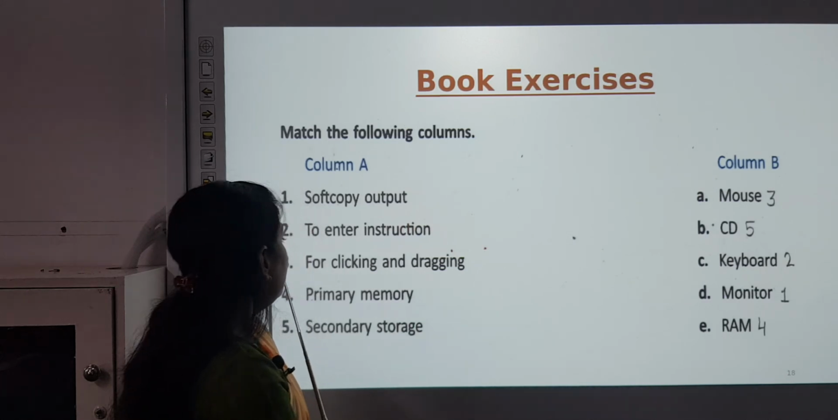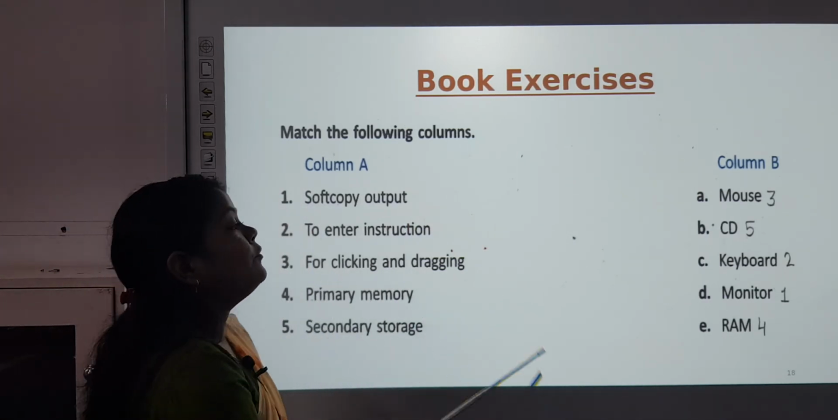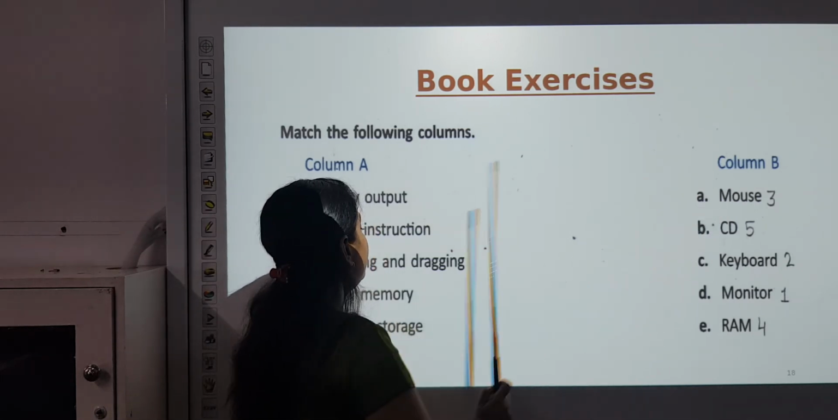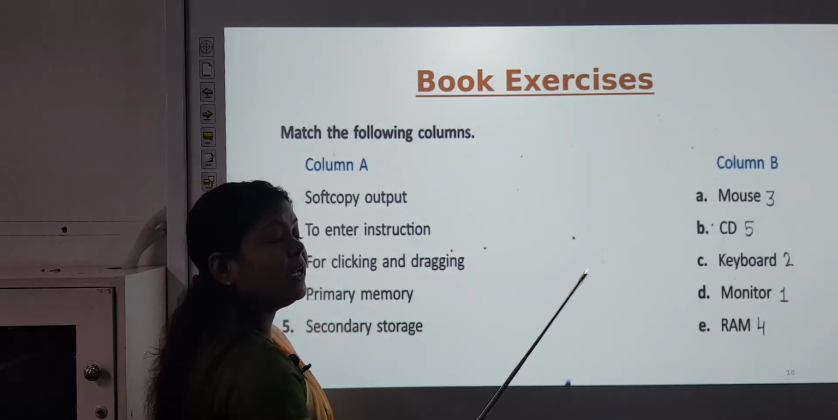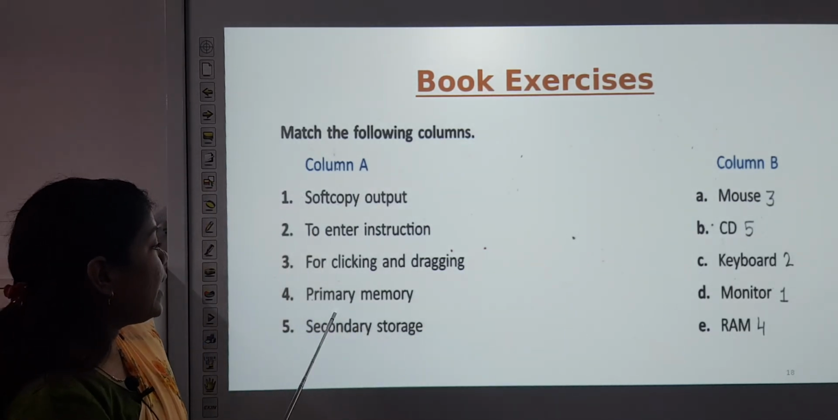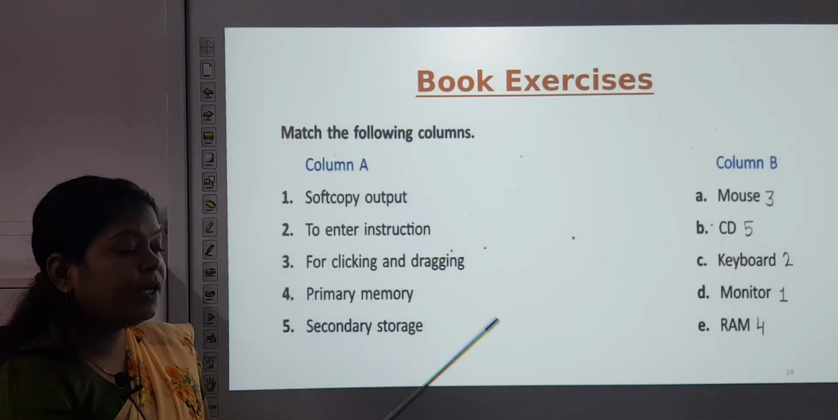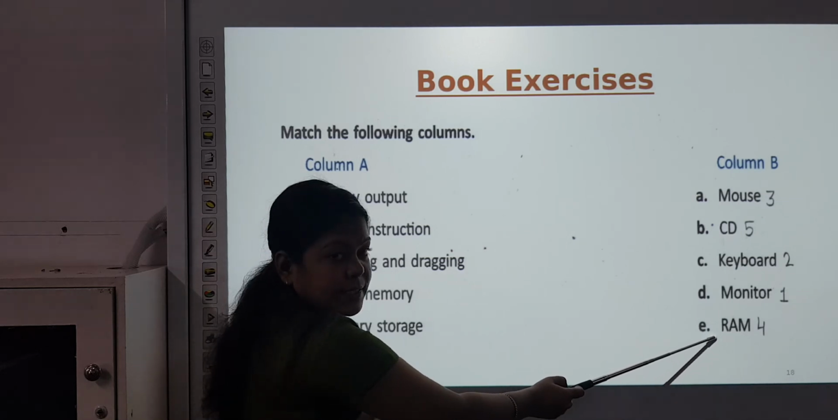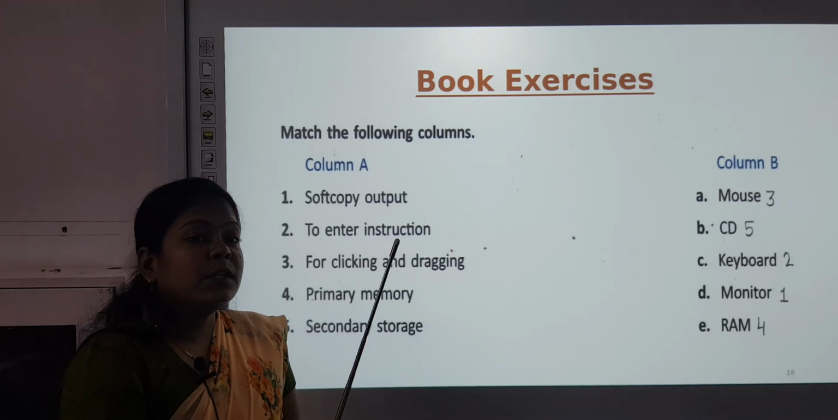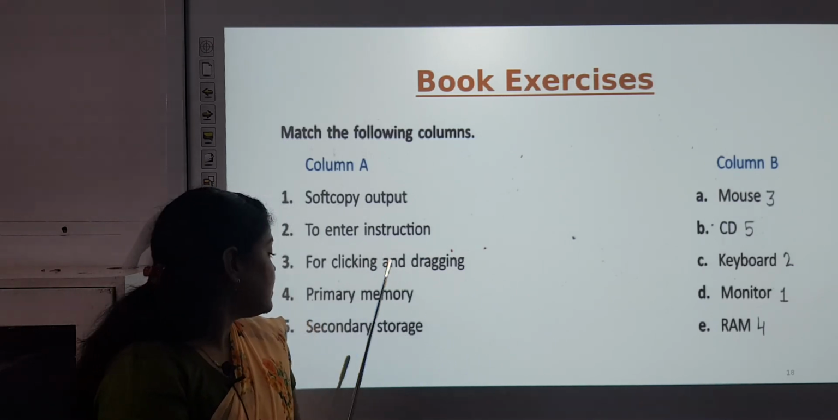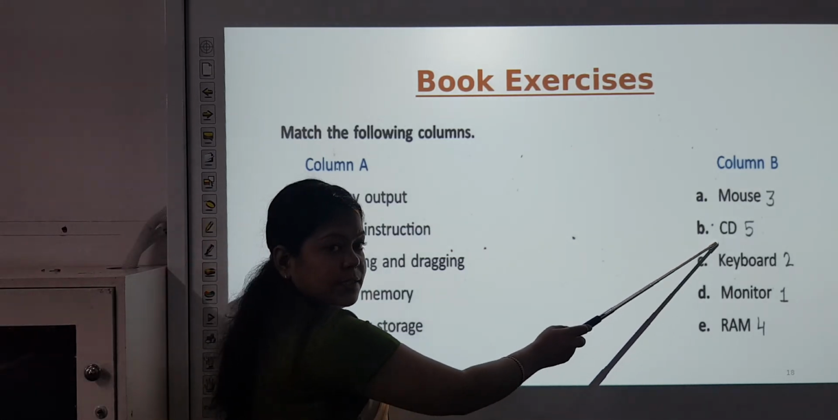Okay. Next, for clicking and dragging, we have to use mouse because drag and click are the actions that are performed only by mouse. So, the correct option is mouse. Next, primary memory. Primary memory has two types, RAM and ROM. So, the correct option is RAM. Last, secondary storage. We discussed that examples of secondary storage are pen drive, CD and DVD. So, the correct option is CD.